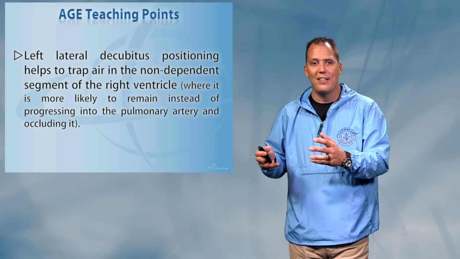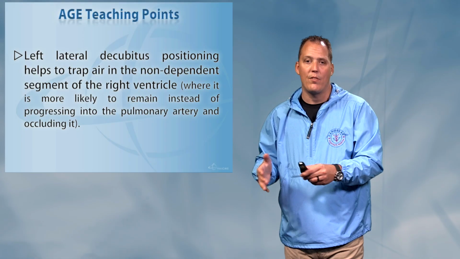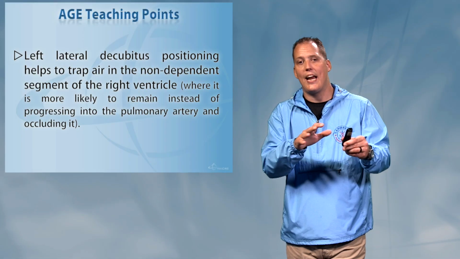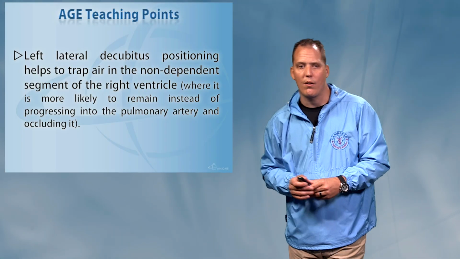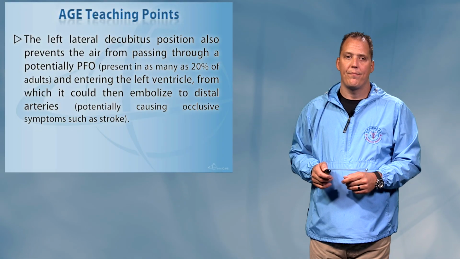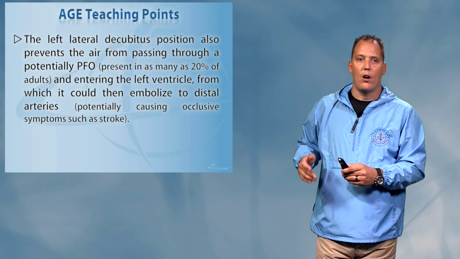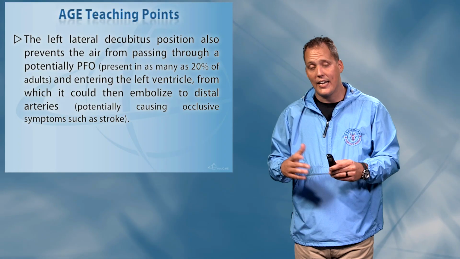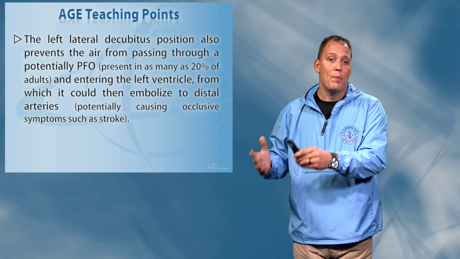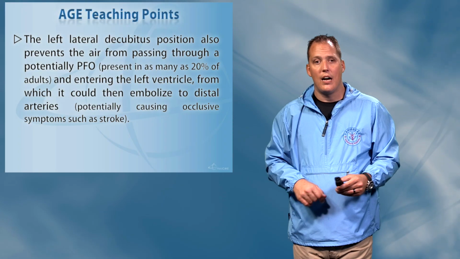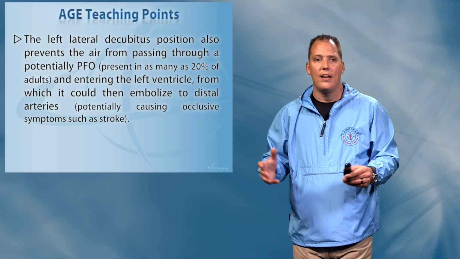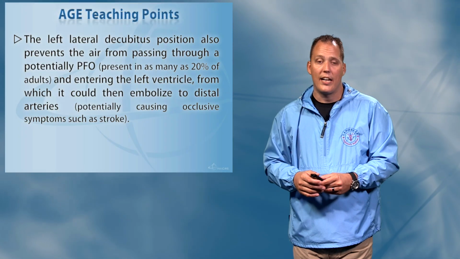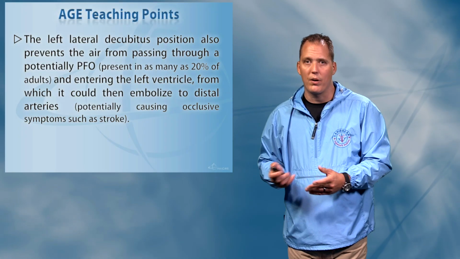The left lateral decubitus helps trap the air in the non-dependent segment of the right ventricle, where it's more likely to stay instead of moving into the pulmonary artery and occluding it. The left lateral decubitus also prevents air from passing through a potential PFO, which, like I said, occurs in 20% of the population, so 1 in 5. And that will allow it to not cause embolization later, or cause a stroke of the brain and so forth.